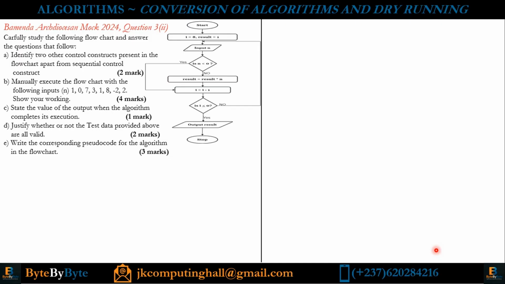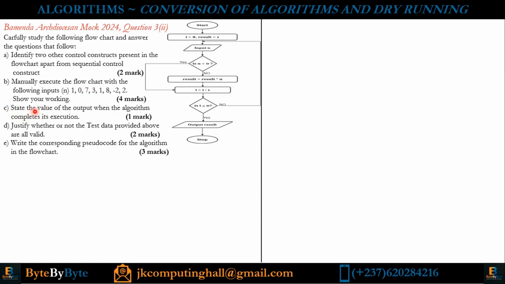Okay, the question says, carefully study the following flowchart and answer the questions that follow. A. Identify two other control constructs present in the flowchart apart from sequential control construct, 2 marks. Manually execute the flowchart with the following inputs. We have 1, 0, 7, 3, 1, 8, negative 2, 2. Show your working. When they ask you to show your working, when you're manually executing, they are indirectly asking you to present the trace table.